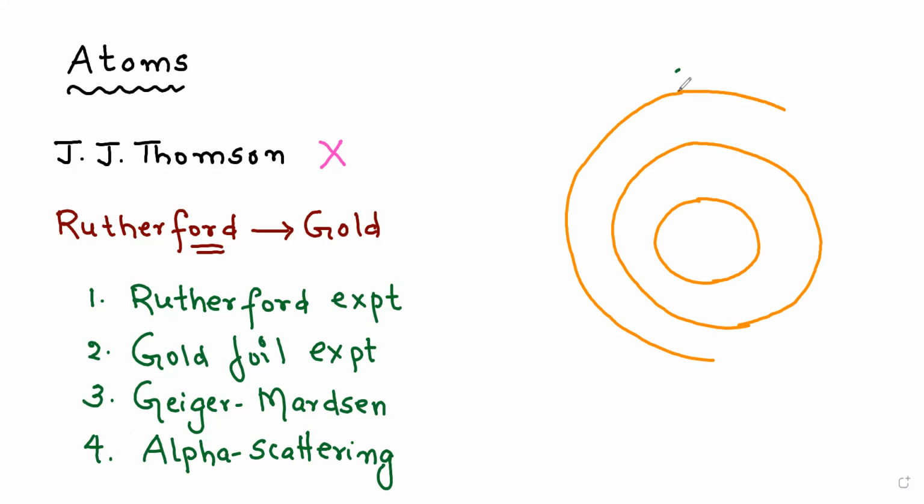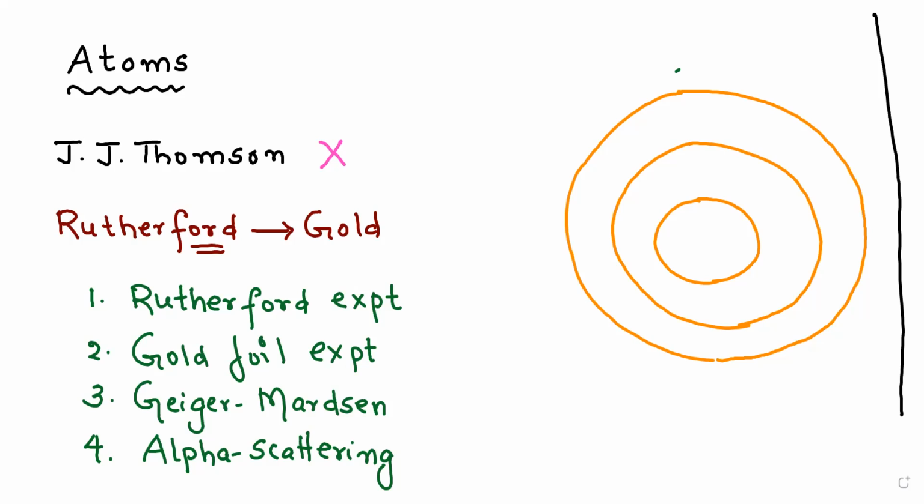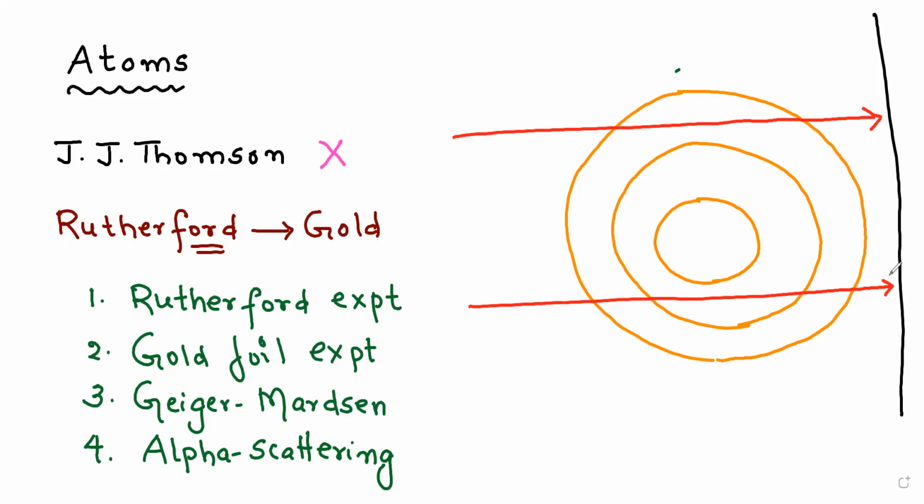Why did he select gold foil? Because gold is the most malleable metal. And he placed a screen and he passed alpha radiation through it. It was seen that majority of the alpha radiation passed through the gold foil without any deflection, indicating that majority of the space in an atom is empty.